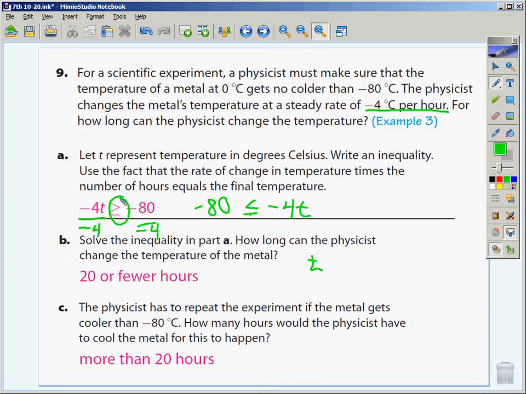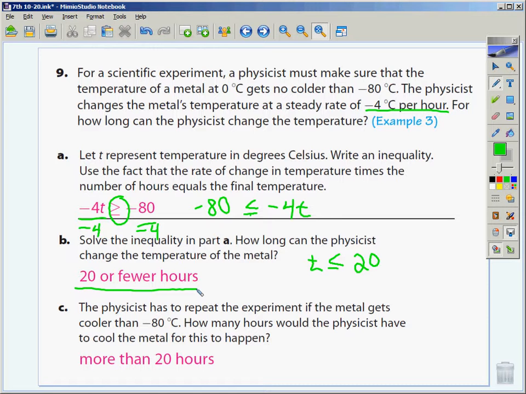What do I have to do to this symbol? I have to flip it because I'm dividing by a negative, and negative 80 divided by a negative 4 is going to be 20. 20 or fewer hours. It says t has to be less than or equal to 20. Is there a line under that greater? Yes.